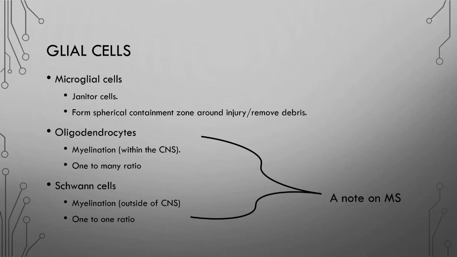There are two different types of cells that help with myelination. Oligodendrocytes help create myelin sheath within the central nervous system, so within the brain and the spinal cord. Oligodendrocytes are multitaskers, so one of these cells can simultaneously service many other neurons. Schwann cells do the same thing, but they are outside of the CNS, so they service the peripheral nervous system or the rest of the body. Schwann cells are not multitaskers, so one Schwann cell can only myelinate one other cell at a given time.